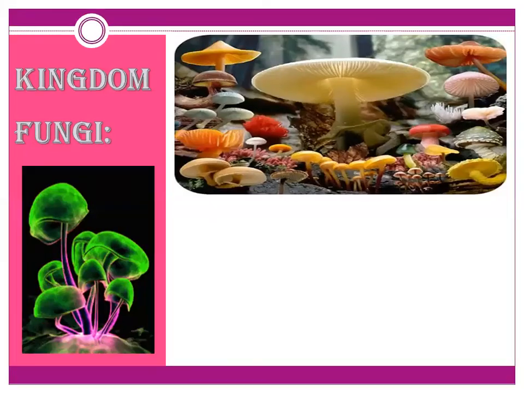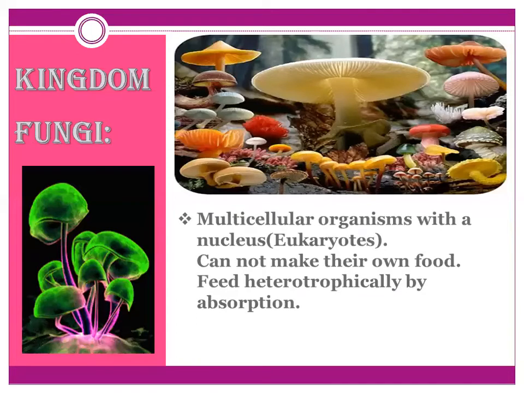Next is kingdom fungi. In American English it is pronounced one way, or in British English another. So in kingdom fungi, what type of living organisms are found? Number one, multicellular. Previously, the two kingdoms belonged to living organisms that are unicellular. In kingdom fungi, all the living organisms are multicellular, and again with a nucleus, meaning all of them are multicellular as well as eukaryotes. But the most important thing is that they cannot make their own food.